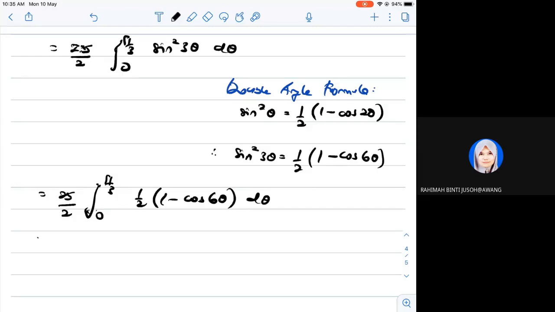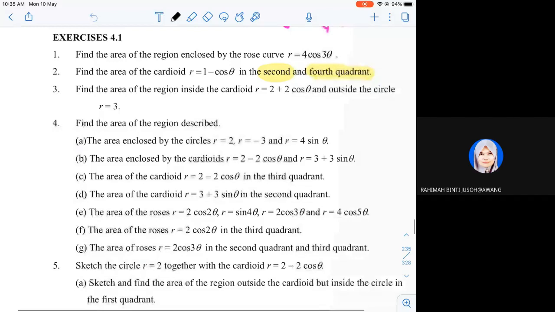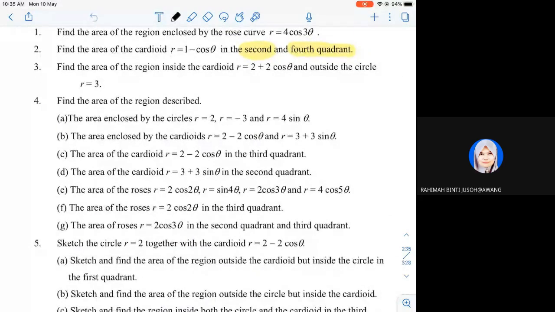Okay, so you can proceed lah guys. Proceed sampai dapat jawapan apa last kali ni. Try on your own sebab saya nak discuss banyak lagi ni, takut tak sempat habis. Okay. For question number 2 is quite straightforward.